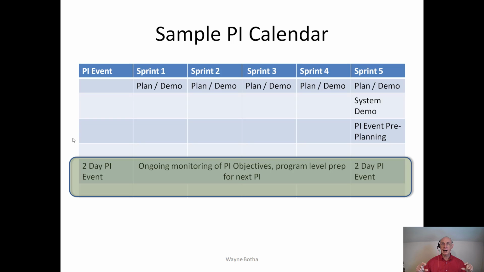However, I specifically highlighted that there is an ongoing monitoring of PI objectives. This is work that the release train engineer must focus on. So not only is the release train engineer responsible to monitor the ongoing activities in the current PI, but the release train engineer is also responsible to ensure that the next PI event is planned, prepared, and goes smoothly.